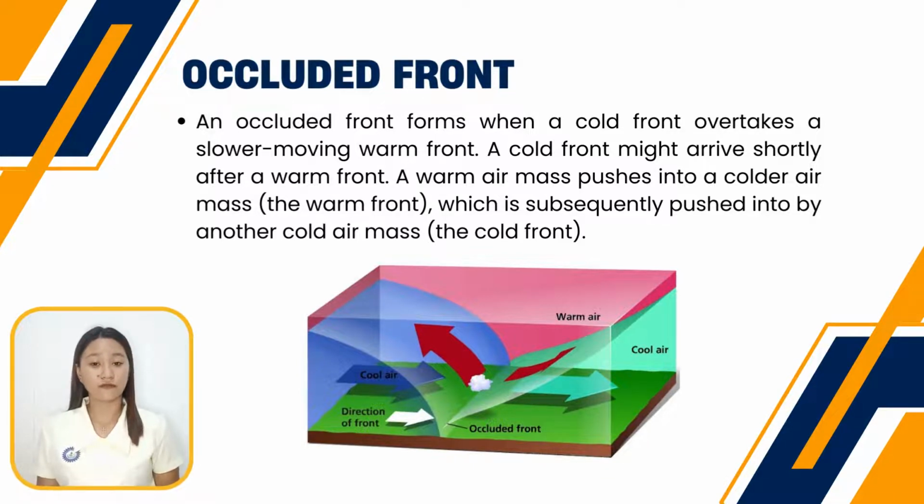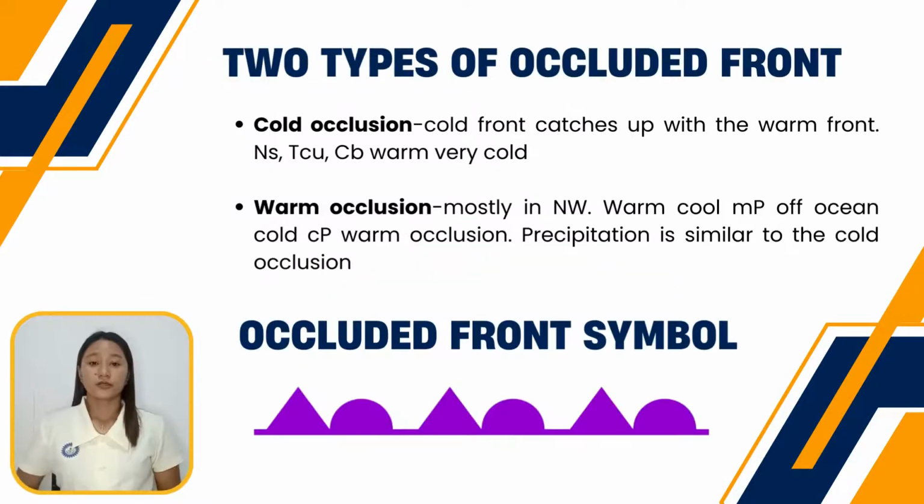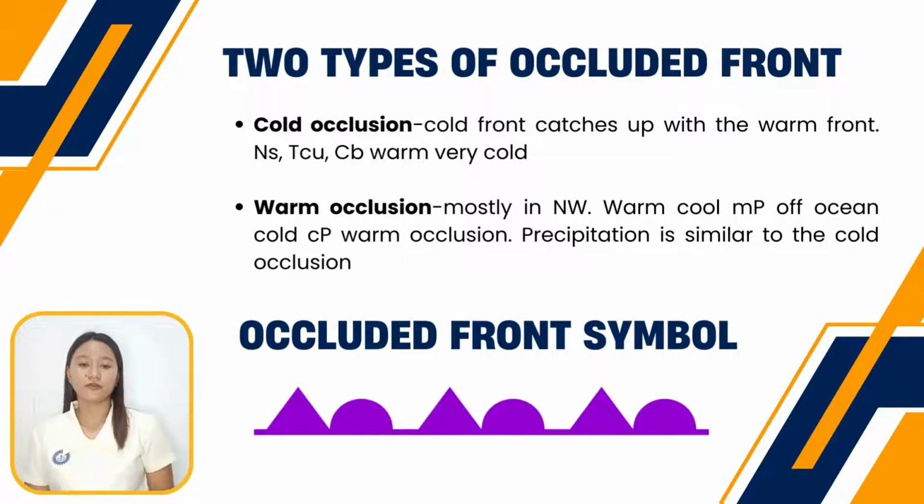So, at an occluded front, the cold air mass from the cold front collides with the cool air ahead of the warm front. As these air masses collide, warm air rises. Occluded fronts typically arise around low atmospheric pressure regions. There are two types of occluded fronts. So, what are those? That is the cold and warm.